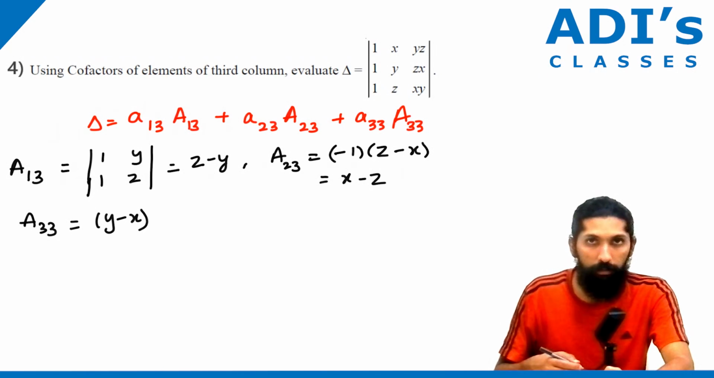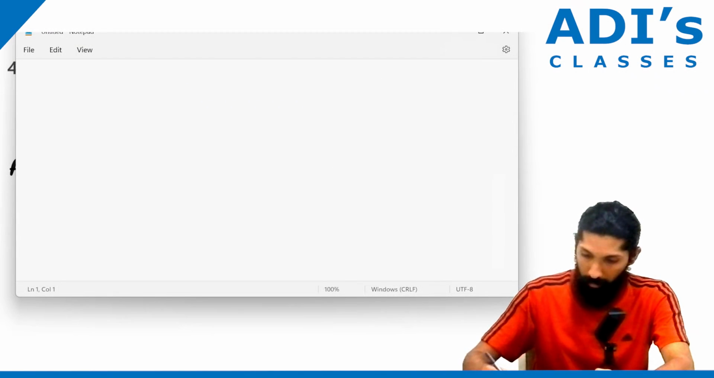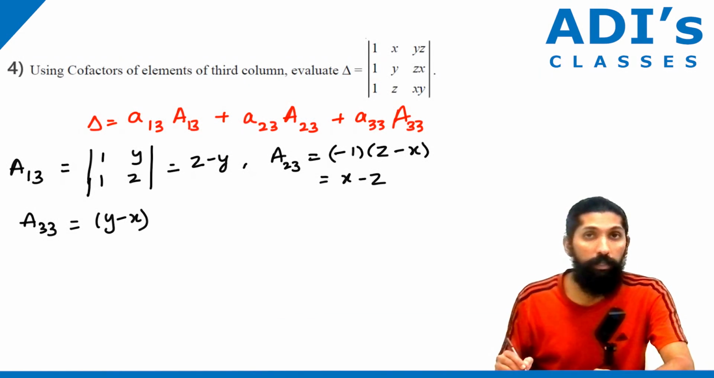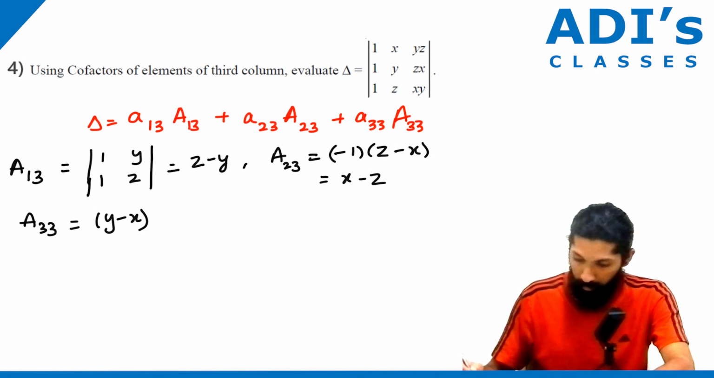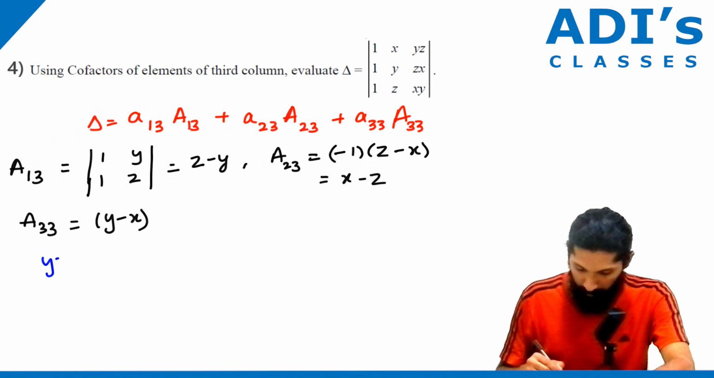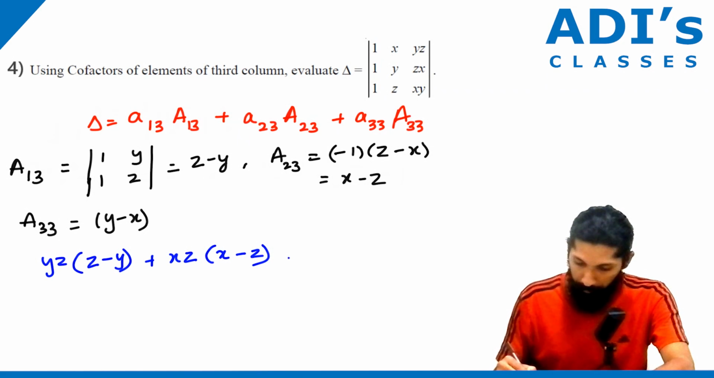Now let's apply the formula here, because the formula is A13 into A13, correct? So A13 is what? YZ. So we have YZ into, so this becomes Z minus Y. Next is plus XZ into X minus Z. Next is what? Plus XY into Y minus X.